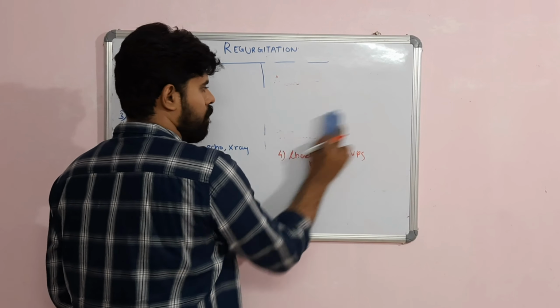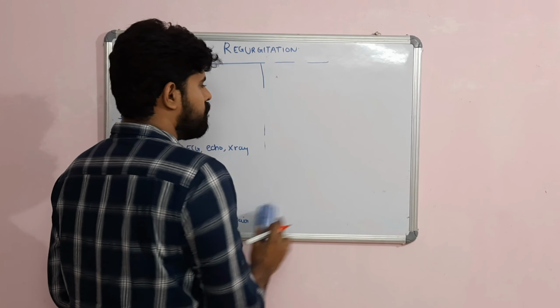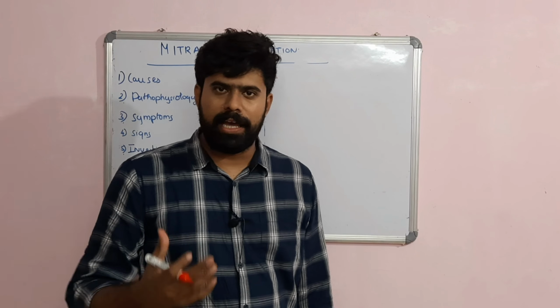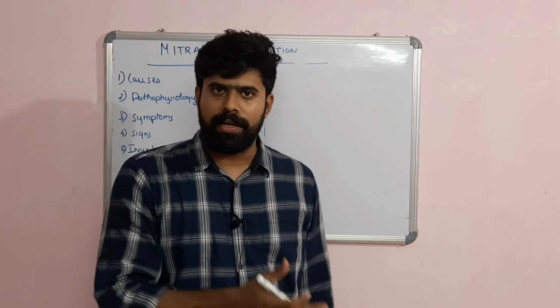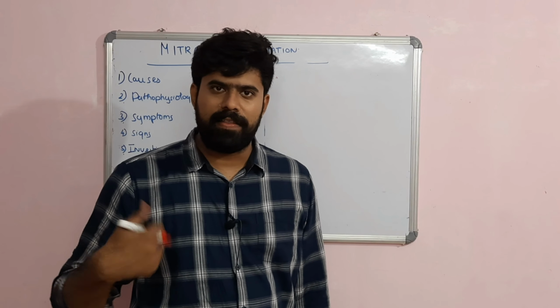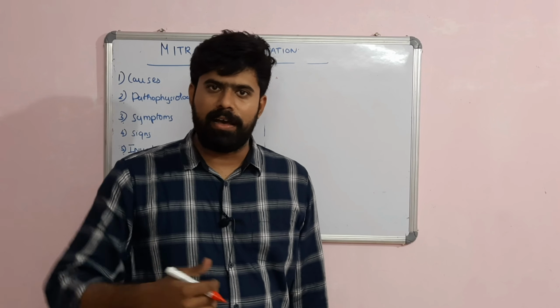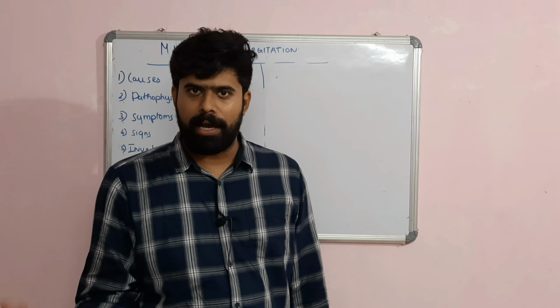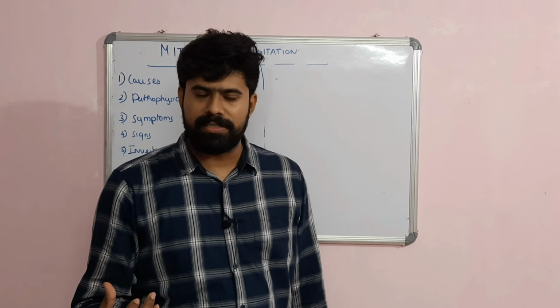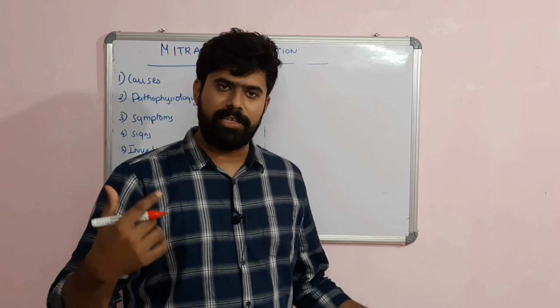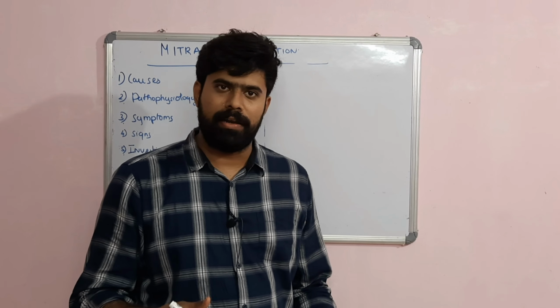Now we will be dealing with chronic mitral regurgitation. Chronic mitral regurgitation basically is of two types. Either it can be primary or secondary. Primary means it involves either the valves or the chordae. Secondary is basically involving the ventricular myocardium. It can involve the papillary muscles. Because of the LV dilatation and the annular dilatation, it goes on to chronic mitral regurgitation.